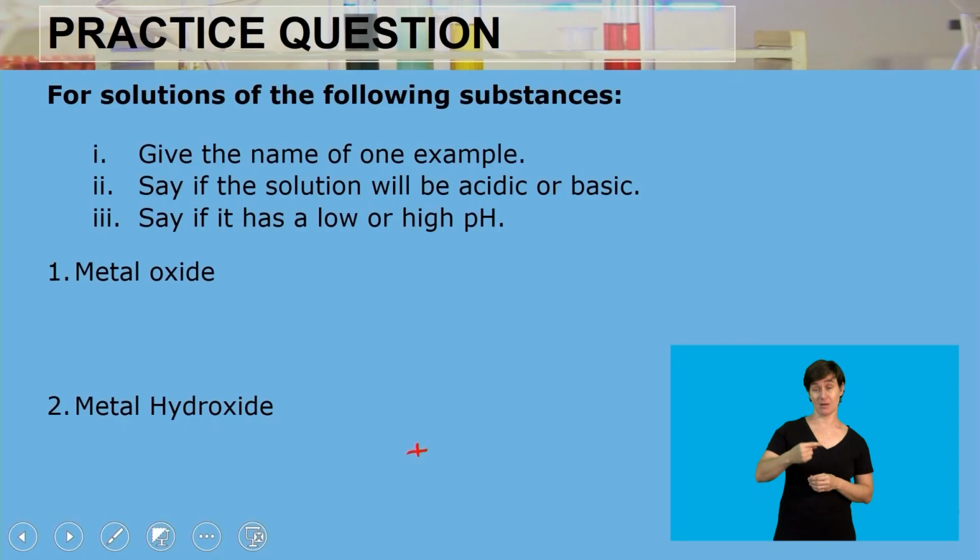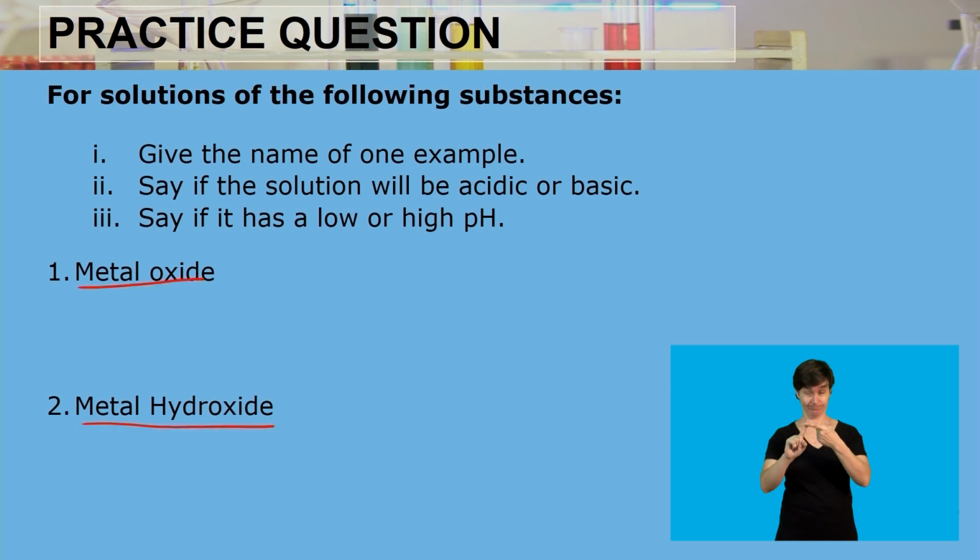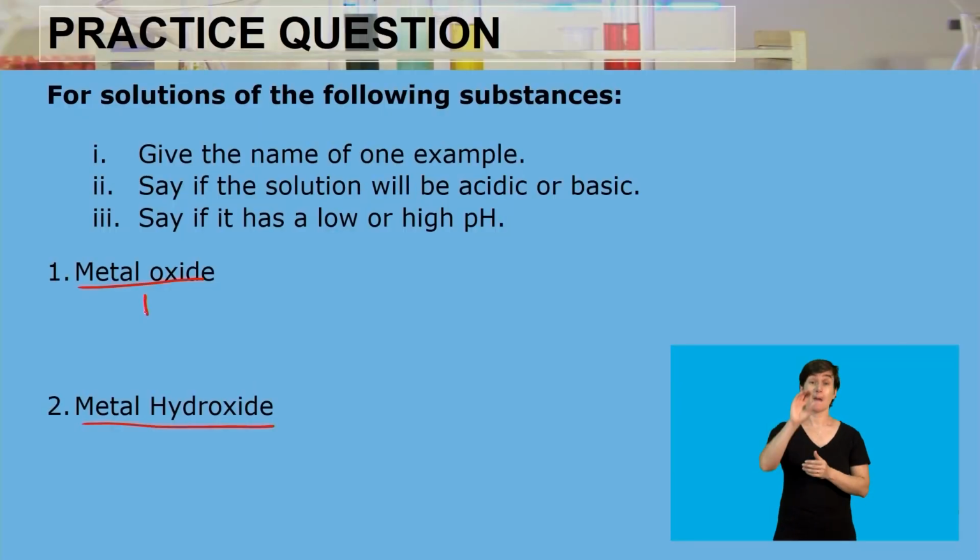So now, next question. For the solutions of the following substances, we are supposed to give the name of one example, say whether the solution will be acidic or basic, and then also say if it has a low or a high pH. So, metal oxides and metal hydroxides. We need to give the name of one example, a metal oxide. So a metal reacting with oxygen, we can think of magnesium oxide, MgO.